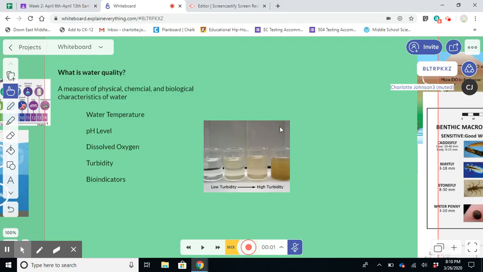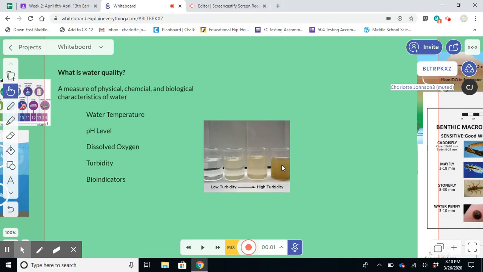So if that sunlight can't travel through, like in this high turbidity container, it's going to make it a lot harder for those plants to make oxygen. They're not getting that sunlight, and that chemical reaction's not happening for the role of oxygen production to happen. So these things go hand in hand with, yet again, water temperature, yet again with dissolved oxygen.